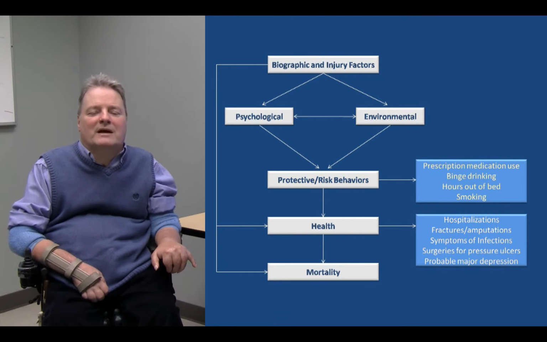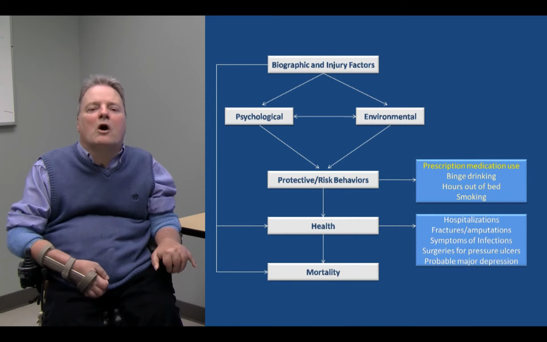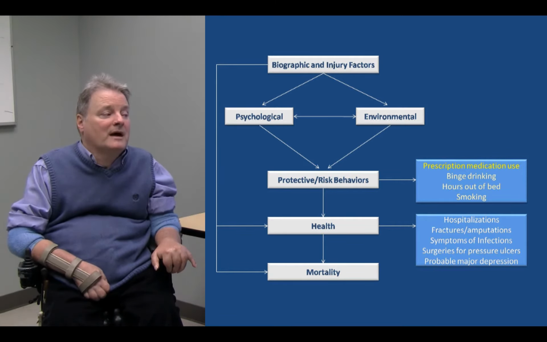And the things that we have identified that lead to a greater risk of mortality are prescription medication used for sleep, spasticity, pain, and depression. It's overall amount of use. So it's not a particular medication. Doesn't mean everybody that takes that type of medication is going to have early mortality. But overall, there's an increased risk of mortality among people that use prescription medication.